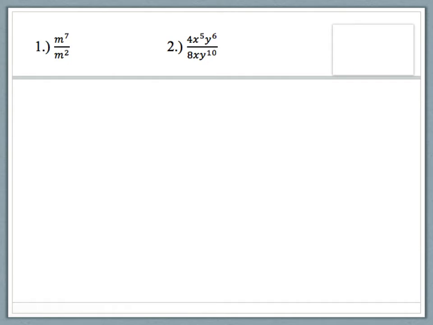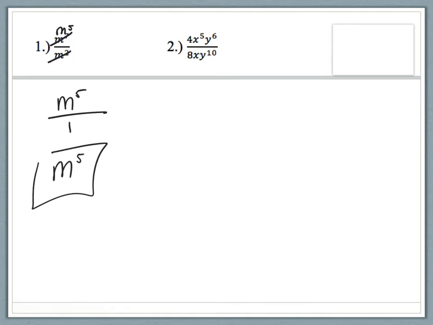So let's take a look at some examples. So I have m to the seventh over m squared. Well, we can take away 2 m's down here for 2 m's up top, so I have m to the fifth on top, and then we just have nothing left on the bottom, or just 1, so we can put a 1, or we can just say that that's m to the fifth.